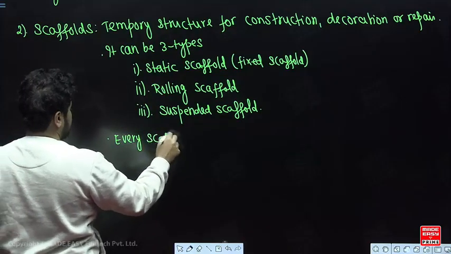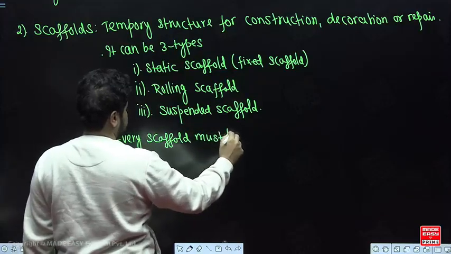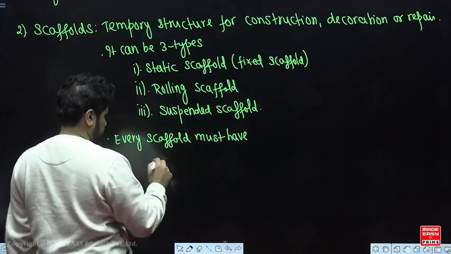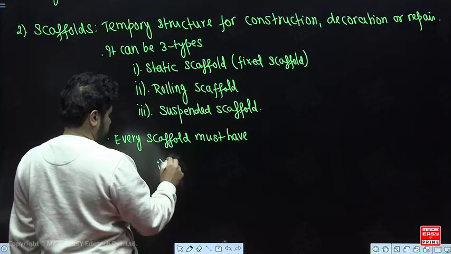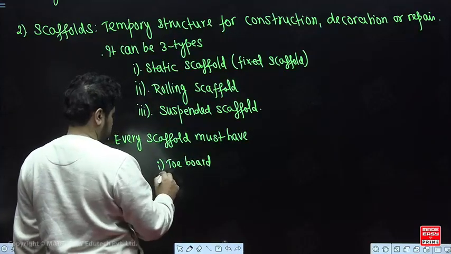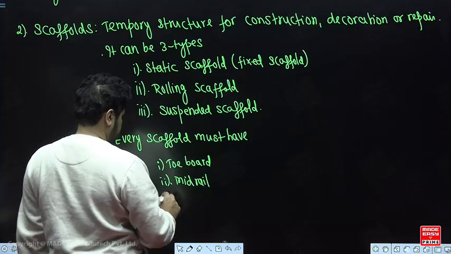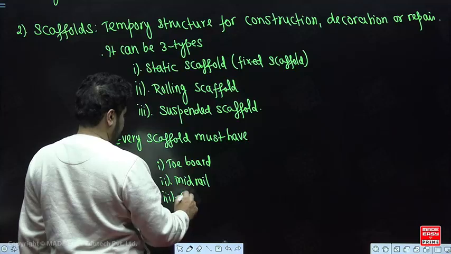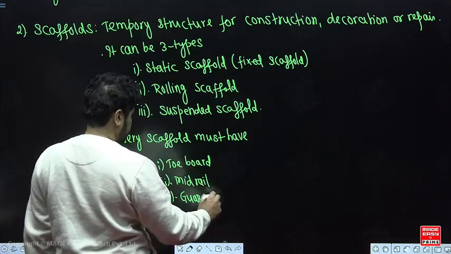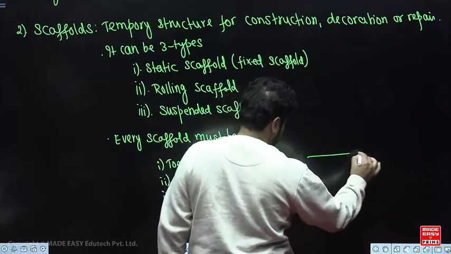Every scaffold must have toe board, mid rail, guard rail. अब ये क्या होता है मैं आपको बता देता हूं.